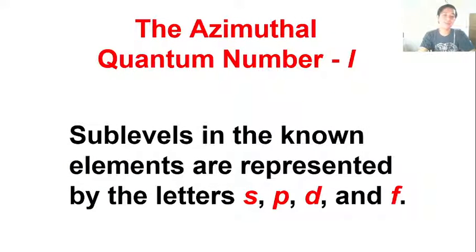Now, these sublevels in the known elements in the periodic table, we represent them by letters. So the letters that we usually use when we do the electron configuration are S, P, D, and F. So S, P, D, and F are the letters that we use to represent the sublevels. So S sublevel, P sublevel, D sublevel, and F sublevel.